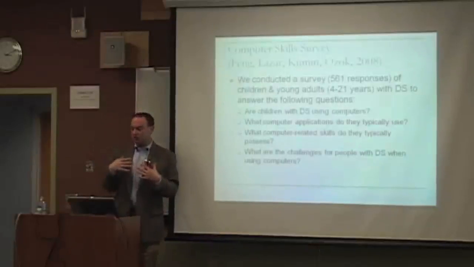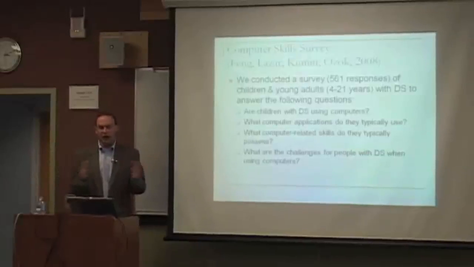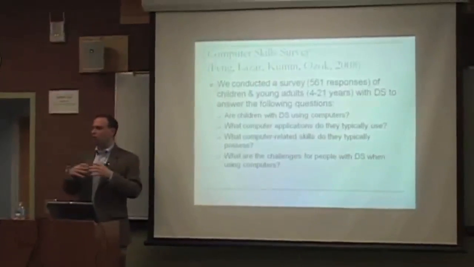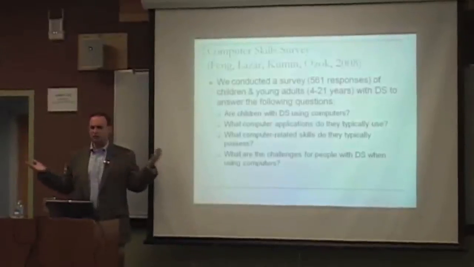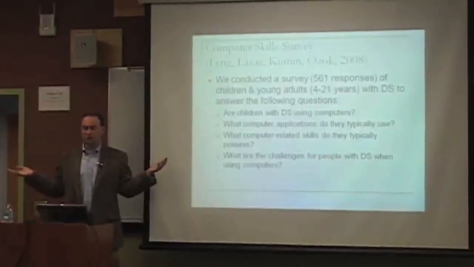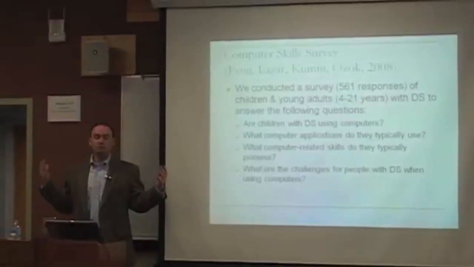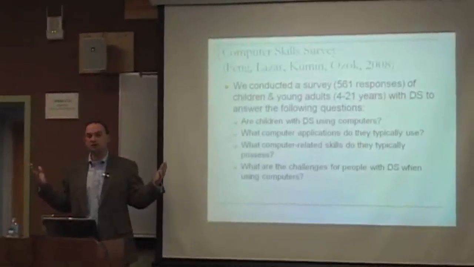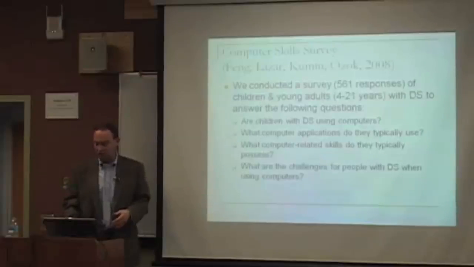So let's start with the survey that we did. We started in 2007. The survey was just to get a very broad overview, and that's what surveys are good at, getting very shallow data from a very large number of people. We tried to get as many responses as possible to learn more about children with Down syndrome and young adults. How do they use technology? What problems do they face? How early do they start?